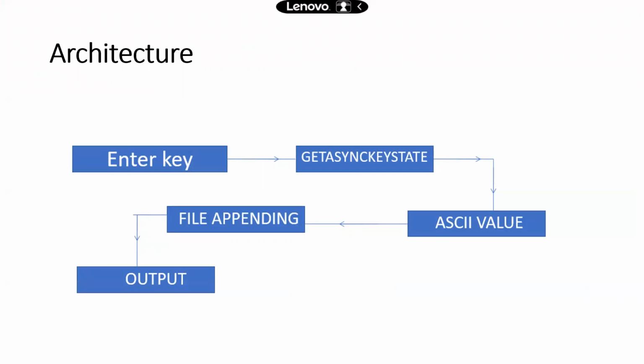And the architecture. I have created a block diagram to show you the architecture in a simple way. If you press a key, that's the Enter key, it goes to the async state that checks which key is pressed, and then it takes the ASCII value, and the ASCII value is stored, and the file is appended, and the updated file is your output. So that's the simple architecture for our project.